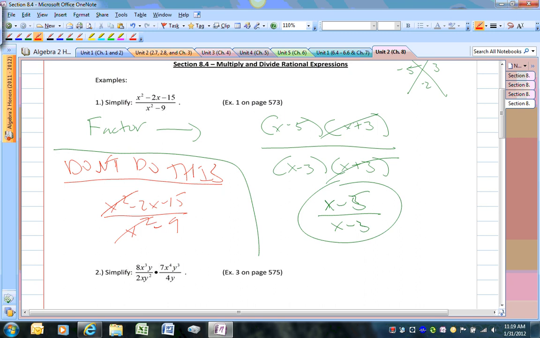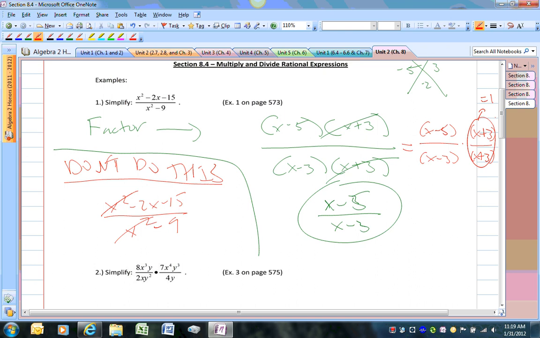Because like here, x plus 3 over x plus 3, if you think about it, you have x minus 5 over x minus 3 times x plus 3, x plus 3. This whole thing equals 1 because you have something divided by itself. That's why we're allowed to cross it out, because we have a division. And since x plus 3 is being multiplied to x minus 5 and x minus 3, and the inverse of multiplication is division, we're allowed to do that.